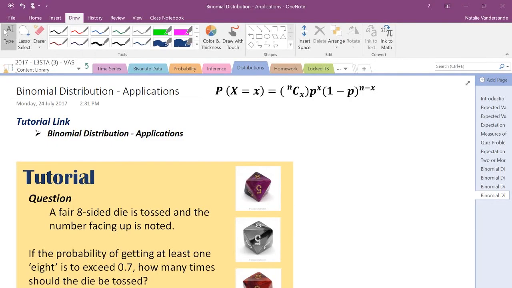This is a tutorial for working out application problems using the binomial distribution. Applications usually involve calculating the number of trials or the probability of success. They are usually a little bit trickier and may involve conditional probability as well. We need to use formulae when calculating these types of questions. So let's take a look at our first question.